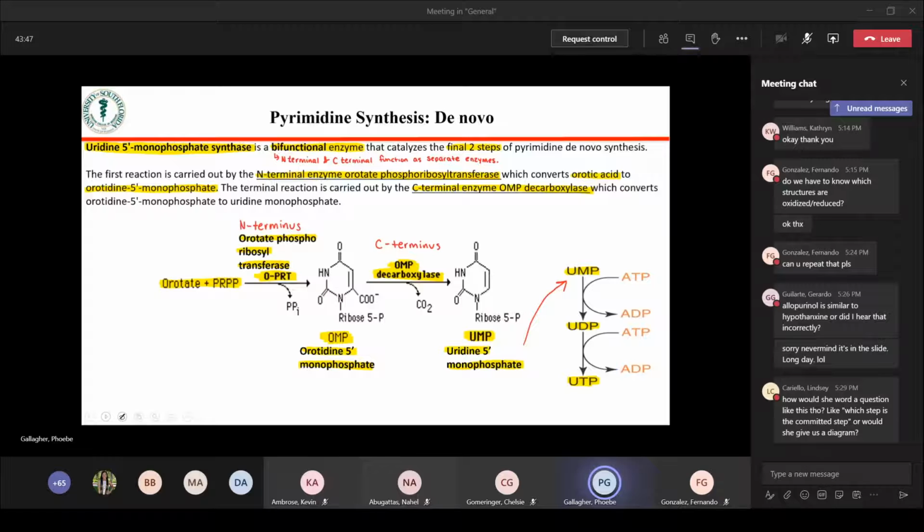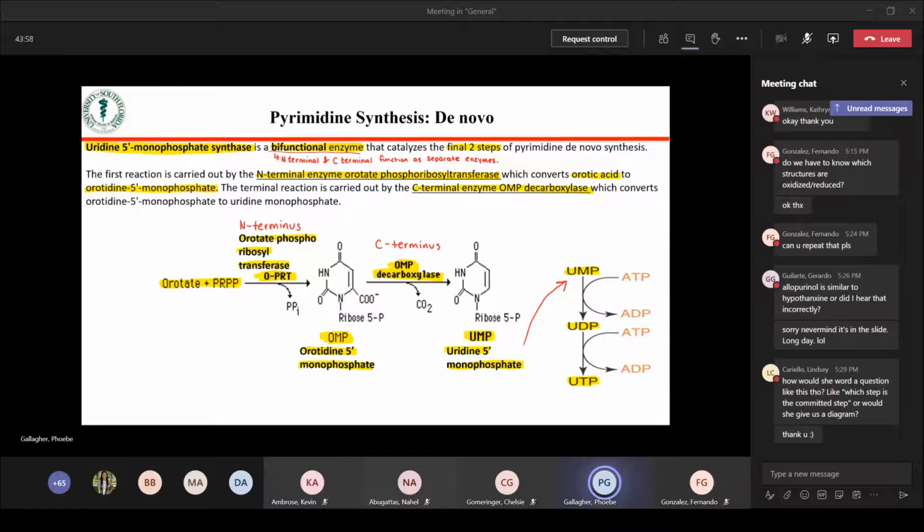Okay. So this is also super important to know, the bifunctional enzyme. What they mean by bifunctional enzyme is you have a protein, and every protein has an N-terminus, then a bunch of amino acids, and then your C-terminus. So the name of this whole enzyme is uridine 5 monophosphate synthase, but it has its N arm and its C arm. The N arm, you have to know, is OPRT, and the name of the C arm is OMP decarboxylase.